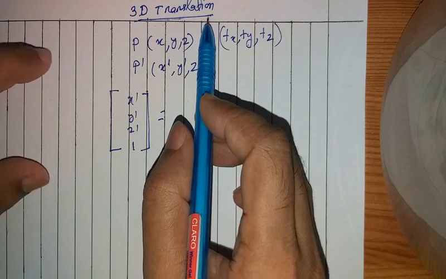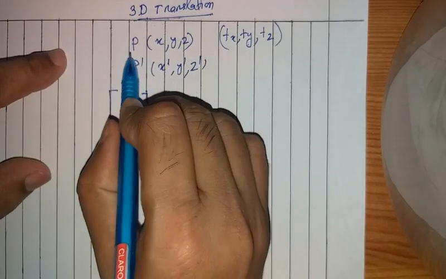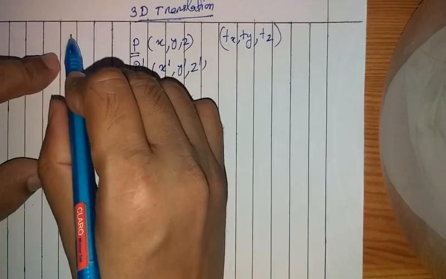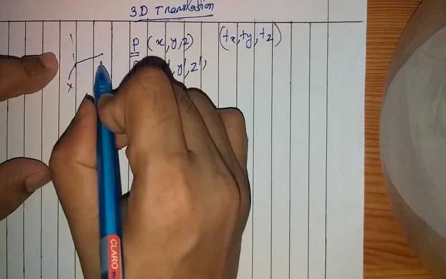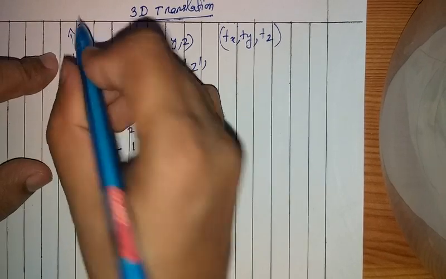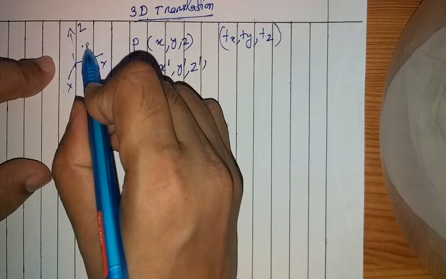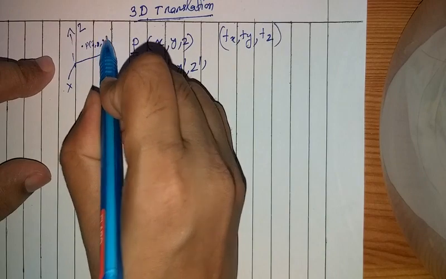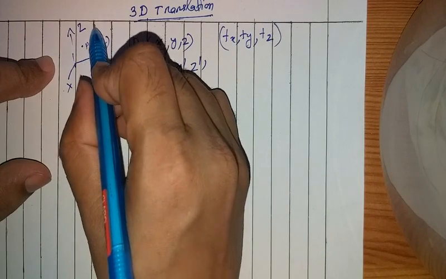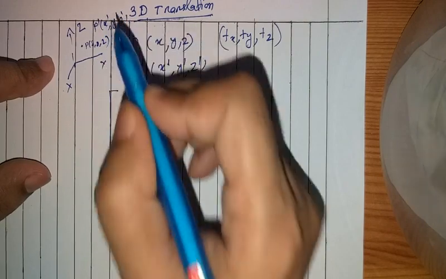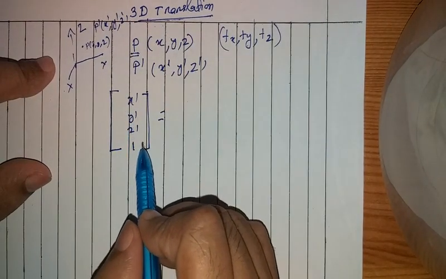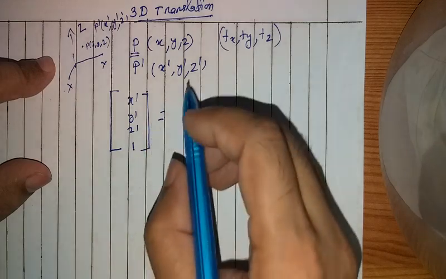Three-dimensional translation. Suppose a point P with coordinates x, y, z. This is a point P, x, y, z. I have to transfer it to another point P dash, with coordinates x dash, y dash, z dash. How do you write this in matrix form?